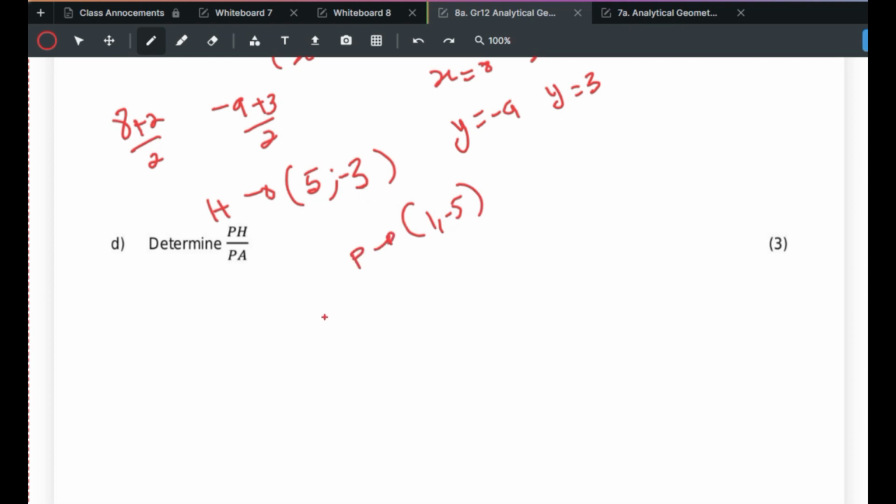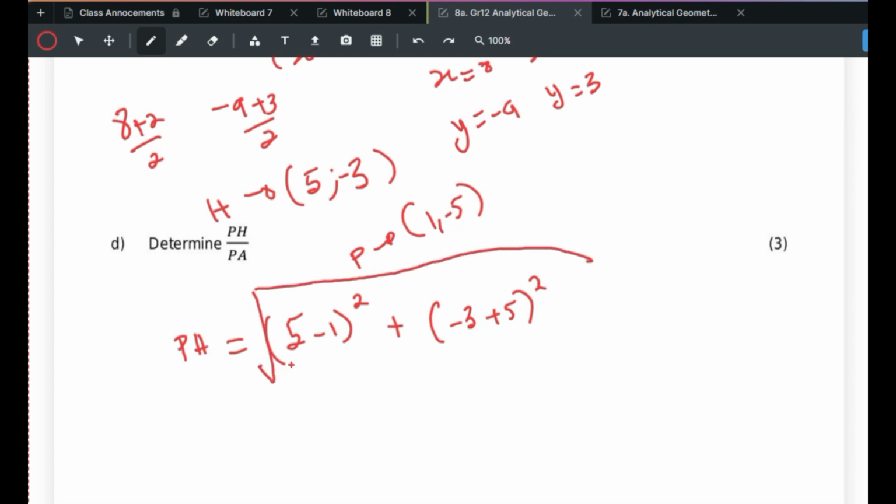So distance formula again: 5 minus 1 squared plus -3 plus 5 squared. That is the distance of pH, and obviously you have your square root. So that is 4 squared, 16, plus 2 squared, which is 4, so that's 20 again. Yeah, that's still 2 root 5.